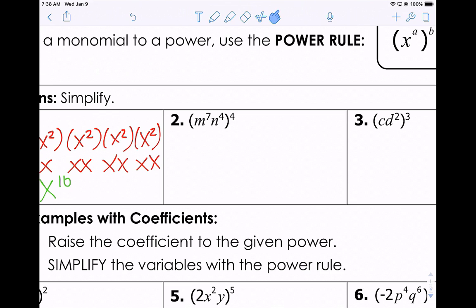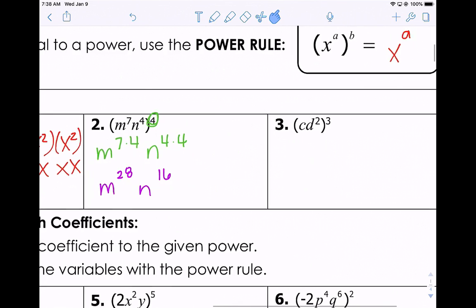All right, so number 2, now we have two variables, both with their own exponent, both of those with another exponent. So we have m to the 7, n to the 4, all of that to the 4th power. So we just multiply the exponents. So we would do m, I'll write it like this. So m to the 7 times 4, that's this 4 out here. And then we have n to the 4 times 4. So if we simplify that, then we get m to the 28, n to the 16. Because 7 times 4 is 28 and 4 times 4 is 16.